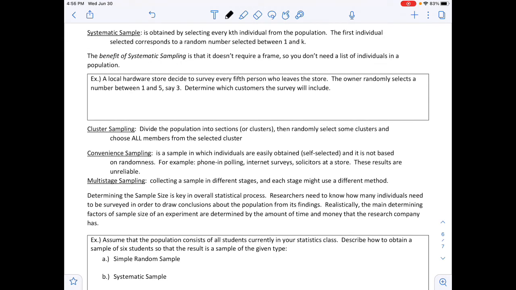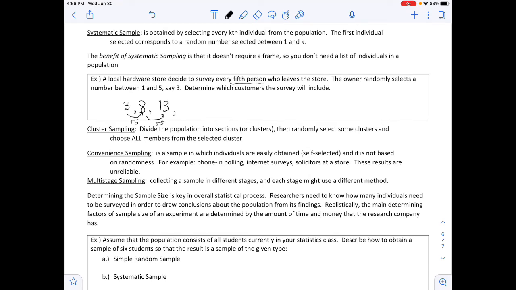So again, the first person that we're going to survey, we select is 3. And we are going to survey it tells us every 5th person. So to go to the next person, we need to add 5. So the next person that we're going to survey is number 8. So the 8th person to leave the store. And then to get to the next one, we're going to add 5. So 8 plus 5 is 13.